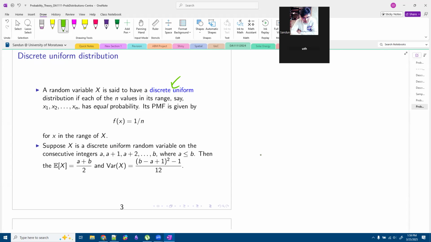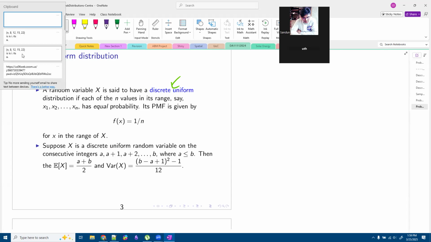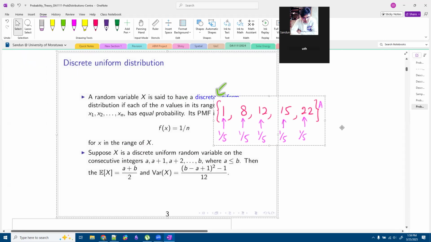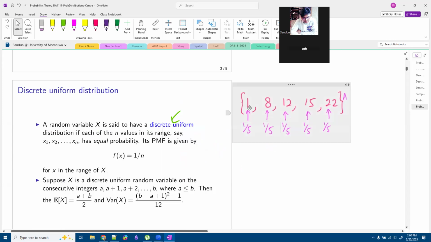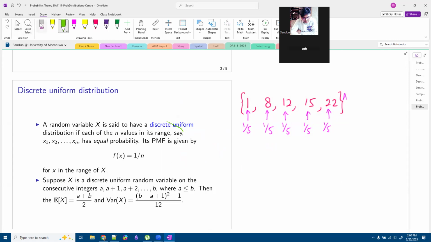Now take a piece of paper and think about this. The same example that I gave you earlier, remember? This was our initial example. We have a set of values 1, 8, 12, 15, and 22. Now this is a discrete uniform distribution because of each of its values. What is my x1? My x1 is this. This is my x2, this is my x3, this is my x4, and this is my x5.